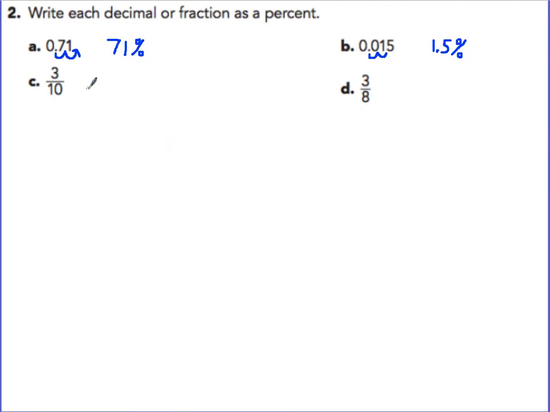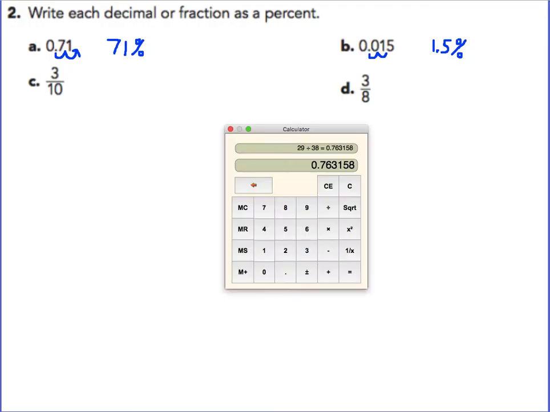When we get here, 3/10, so 2 ways to do this. We could convert this to hundredths, or we could use our calculator. When you use your calculator for something like this, numerator to denominator, top to bottom, 3 divided by 10, we get 0.3. So I can write 0.3, and then we move that decimal 2 spaces to the right. Remember, fill in the space with that blank with a 0, so I get 30%.